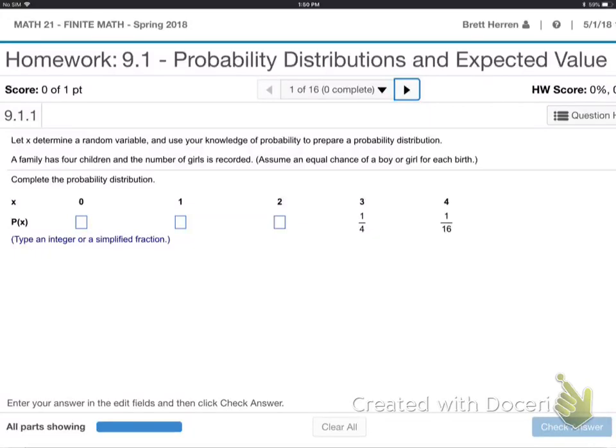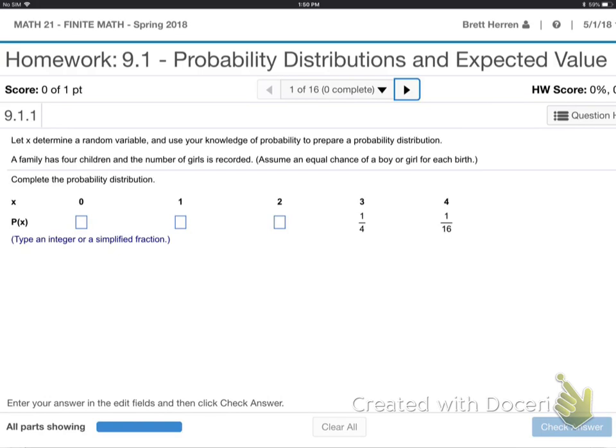All right. So let X determine a random variable and use your knowledge of probability to prepare a probability distribution. What are they talking about? So they're saying the family has four children and the number of girls is recorded. Assume an equal chance of boy or girl. Complete the probability distribution. So what is that talking about?